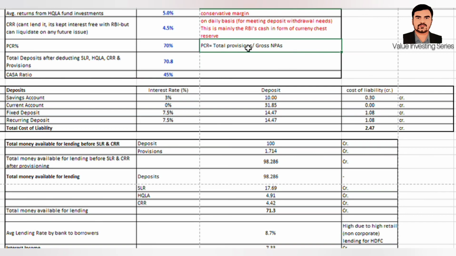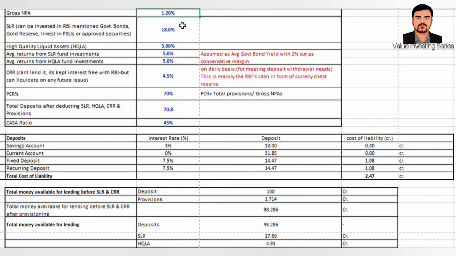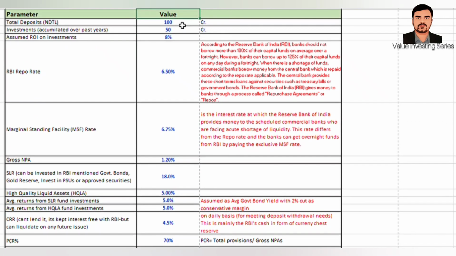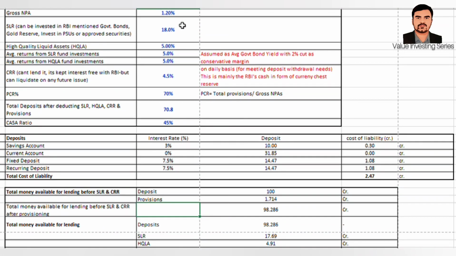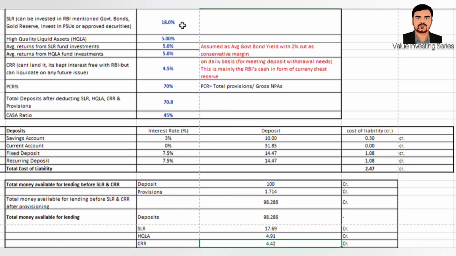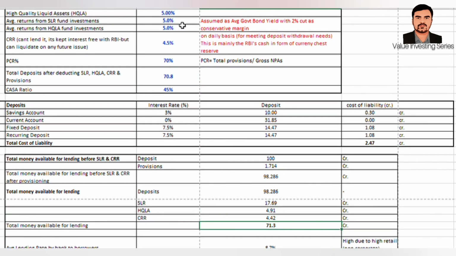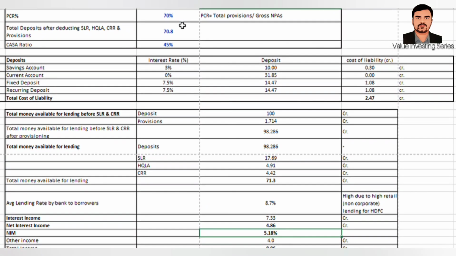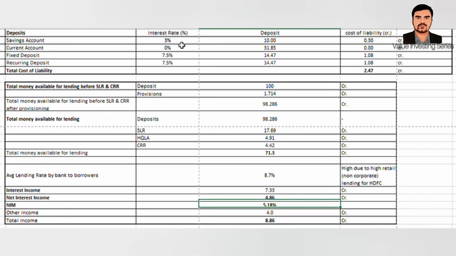So to get the total provisions, we can multiply the 70% PCR ratio into the gross NPA, which is again 1.2% here, and multiply it with the total deposits. Then we will get this value of provisions. Then the deposits is there, SLR is there, HQLA, CRR, everything deducting, you already got the amount which is available for lending. Then let us consider a lending rate of, say, 8.7%.